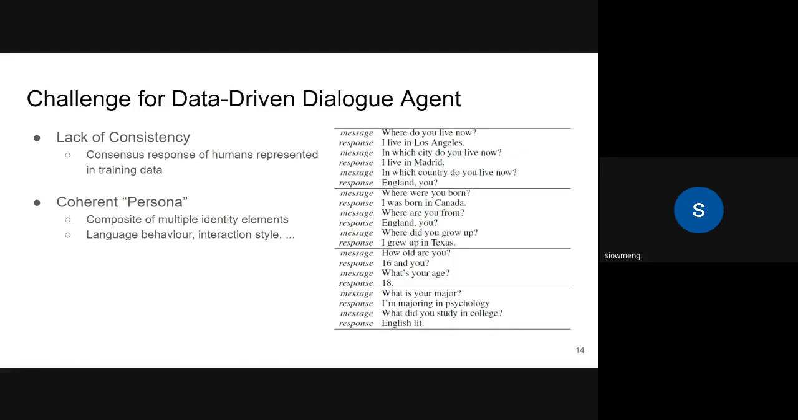Okay, so the aim is to actually provide a coherent persona, which can be a composite of multiple identities, like your language behavior, your interaction style, what kind of words you use, that kind of thing.